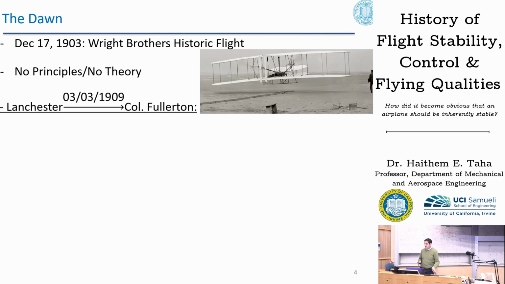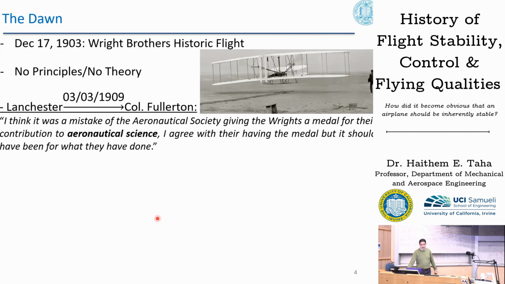And this can clearly be seen in a letter by Lanchester to Colonel Fullerton, the honorary secretary of the Aeronautical Society. He wrote to him saying, I think it was a mistake of the Aeronautical Society giving the Wrights a medal for their contribution to aeronautical science. I agree with their having the medal, but it should have been for what they have done. Meaning, of course they deserve a medal, but they contributed nothing to aeronautical science.